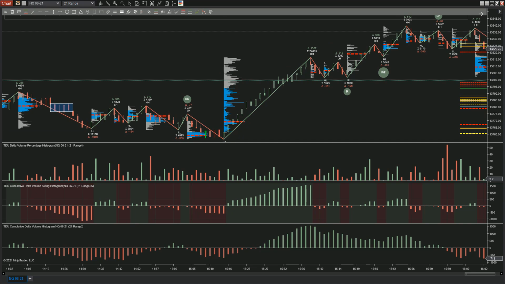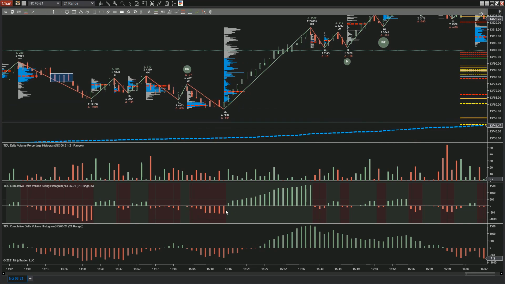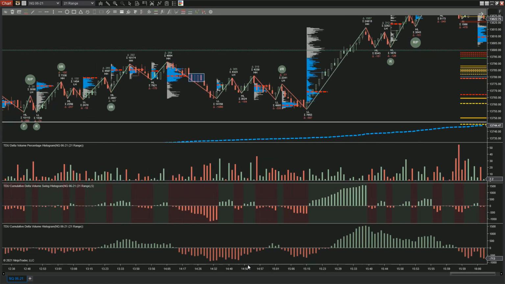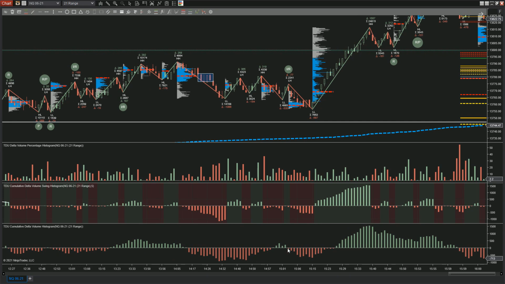So as you're looking at this, as we're coming down here, okay, look at the cumulative delta. So you might say to yourself, okay, potentially you could look at this and say, well, I've got a little divergence in the cumulative delta. Swing by swing, if I look at this swing compared to this swing, right, I got a little divergence here.